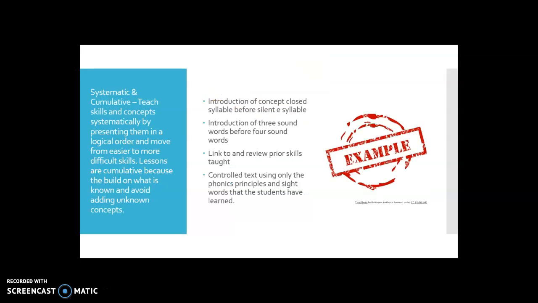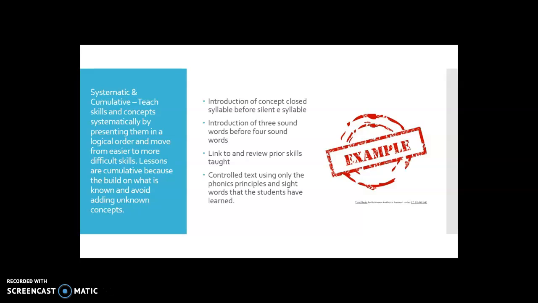So when we think about systematic and cumulative, we're thinking about teaching skills and concepts systematically by presenting them in a logical order and moving from easier to more difficult skills. Lessons are cumulative because they build on what is known and avoid adding unknown concepts. Here are some examples. Typically, we see these programs teaching the closed syllable before teaching any other type of syllable, such as the silent E syllable. And the reason we do that is because 50% of the syllables in running text are those closed syllables.